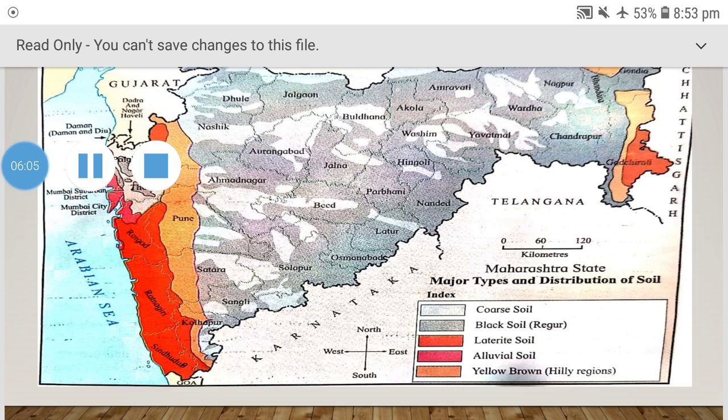And some part is also in the east of Vidarbha. You can see next to Chhattisgarh, where it is written on the top. Towards your right-hand side, near Telangana, there also you can see a little laterite soil.